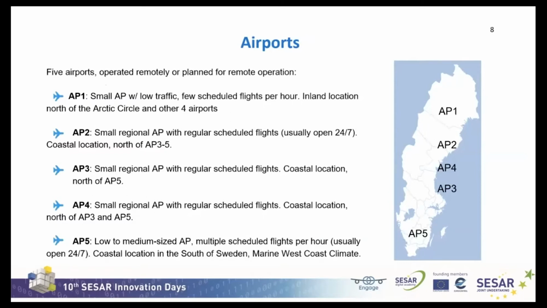We chose 5 Swedish airports, either operated remotely or planned for remote operation. Airport 1 is a small regional airport with only a few scheduled flights per hour, located inland north of the Arctic Circle. Airport 2 is also a small regional airport with regular scheduled flights, open mostly 24/7 with some exceptions. It's located on the east coast and also in the north. Airports 3 and 4 are small regional airports with regular scheduled flights, both on the East Coast, and Airport 5 is a medium-sized airport with multiple scheduled flights, open 24/7 in a coastal location in the south of Sweden.